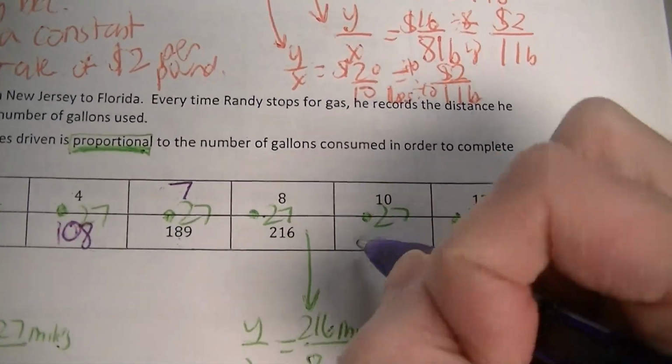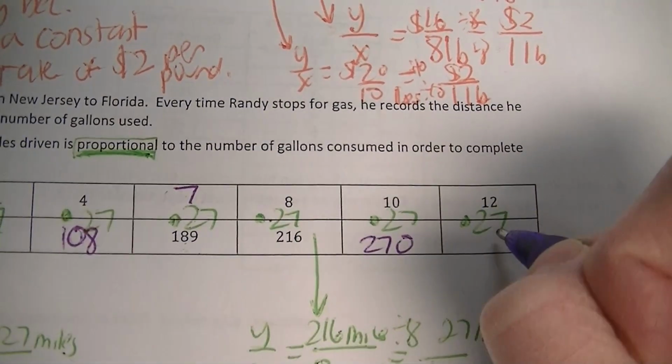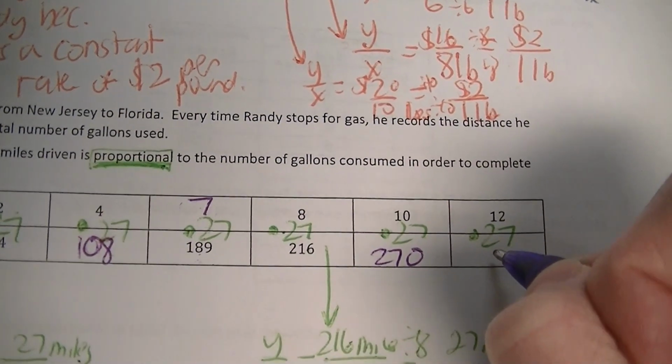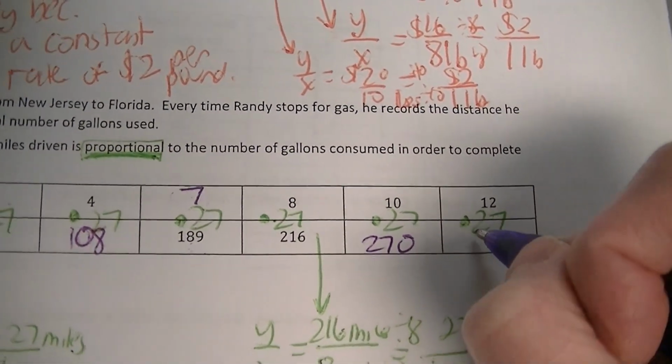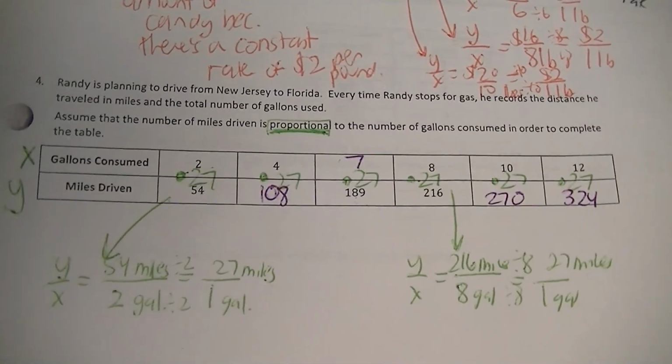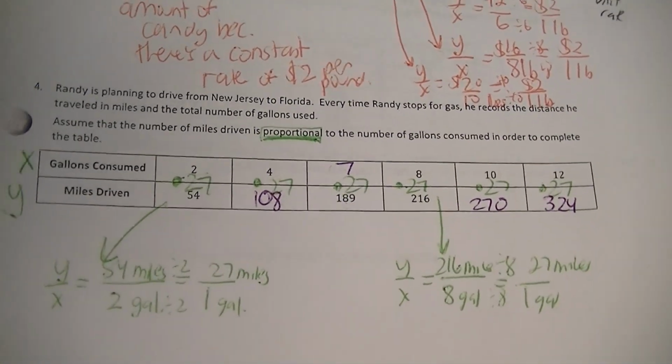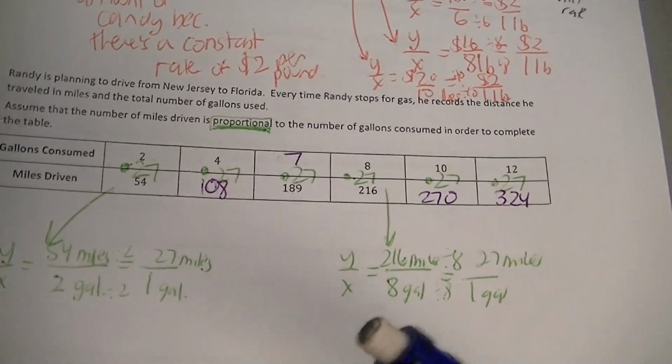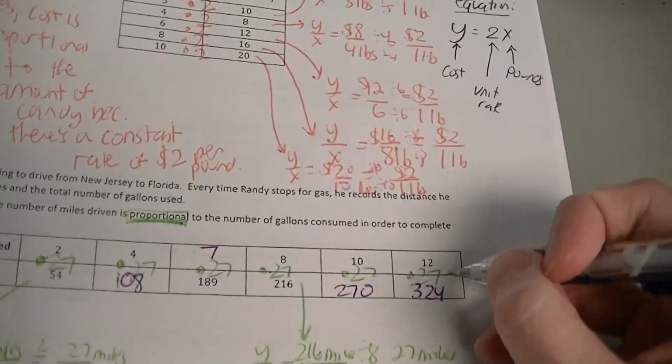Okay, 10 times 27, that's 270. 12 times 27 is 324. Okay, so I think that's all we had to do. I do want you to write down the equation. It is a proportional relationship, so we can definitely write the equation out.